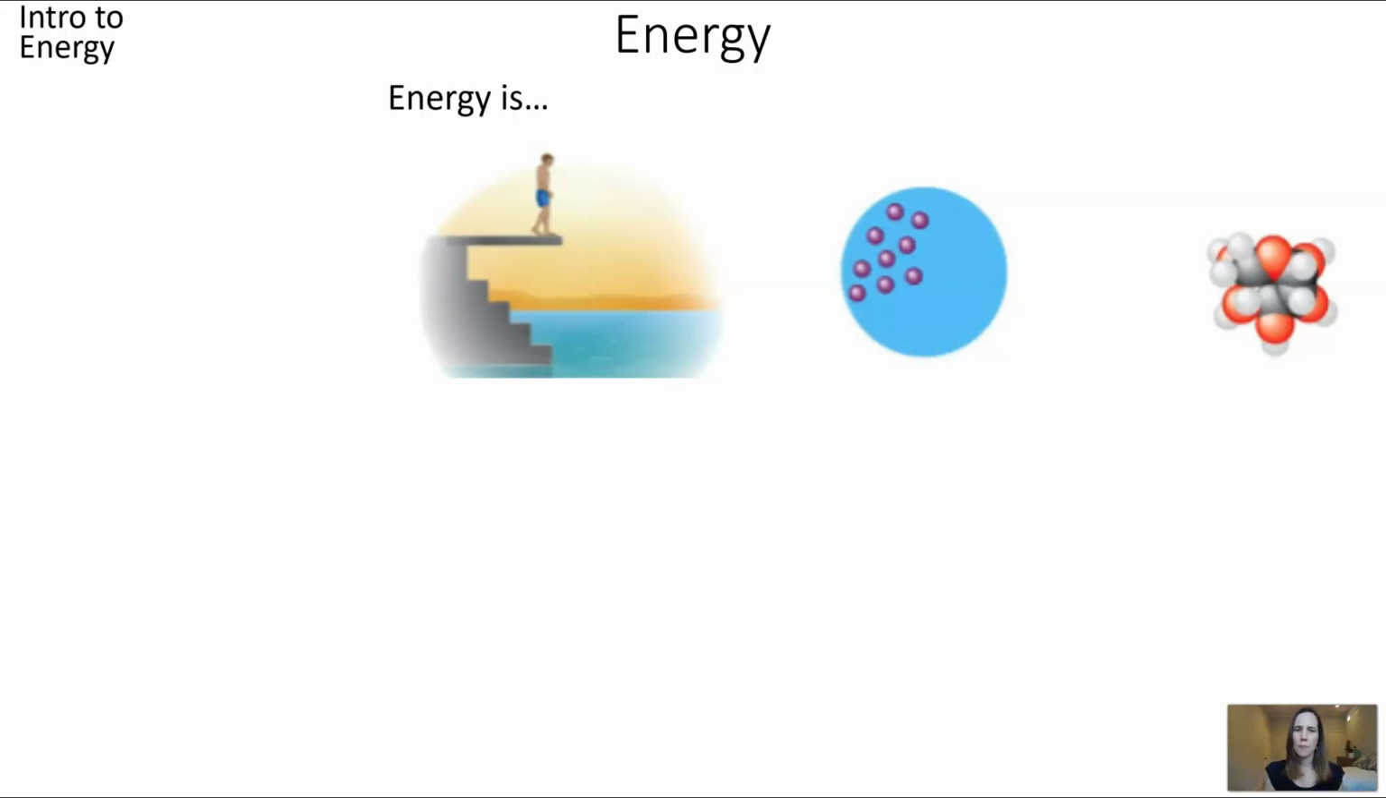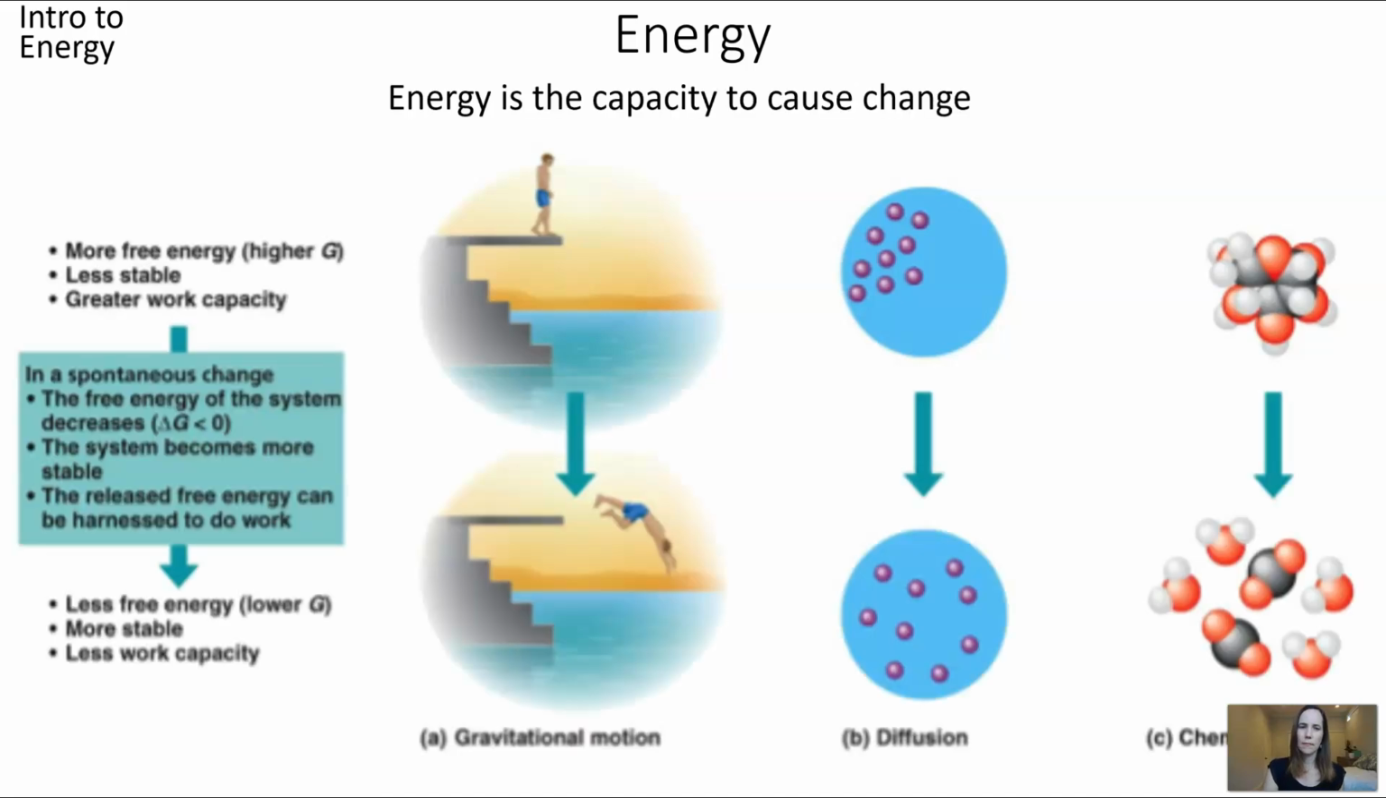So let's start with a basic question: what is energy? Energy is simply the capacity to cause change. So here in this diagram, we have three different examples of change that might happen as a result of having energy. So you can have gravitation, you can have diffusion, or a chemical reaction.